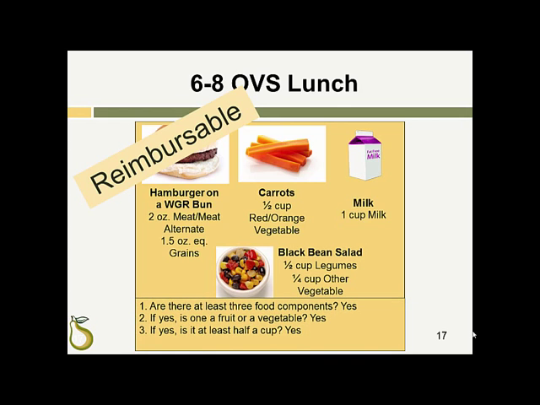Number 1, are there at least 3 food components? Yes, the student chose meat alternate, grains, milk, and a half cup vegetable. Number 2, if yes, is one a fruit or a vegetable? Yes. And number 3, if yes, is that at least a half a cup? And yes, they selected at least a half a cup. Since all questions can be answered yes, the meal that the student chose is a reimbursable meal.